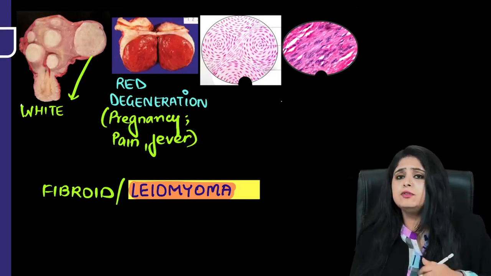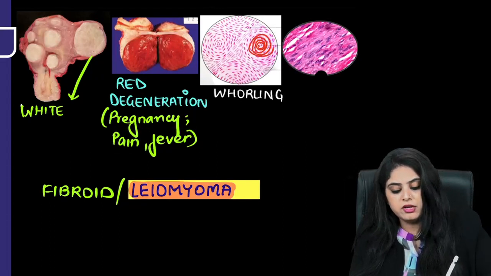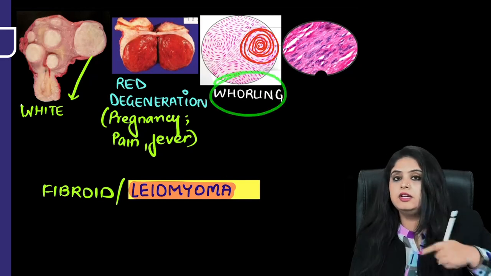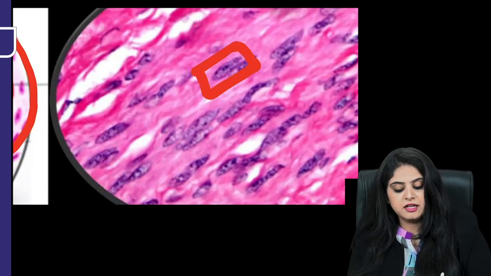And that is what you see in pregnancy. How do fibroids look under the microscope? Again, I can see something going round and round. This round and round is the whirling pattern. Whirling pattern is seen, and when you look at the cells a little on high power, they will look like cigars.